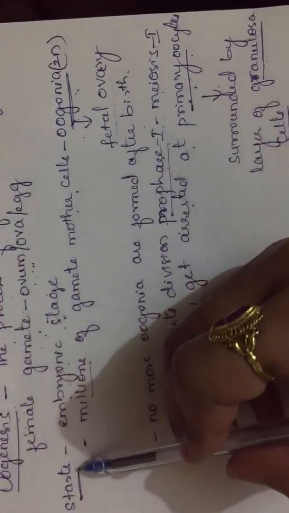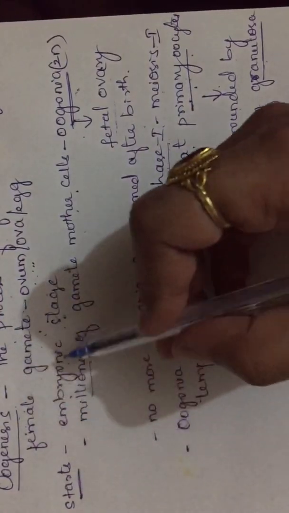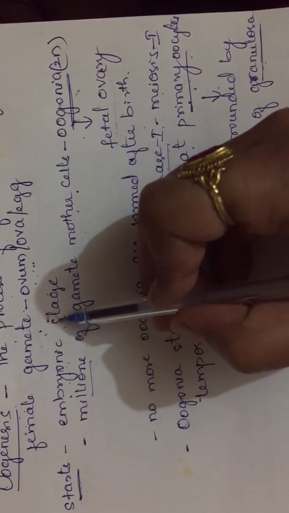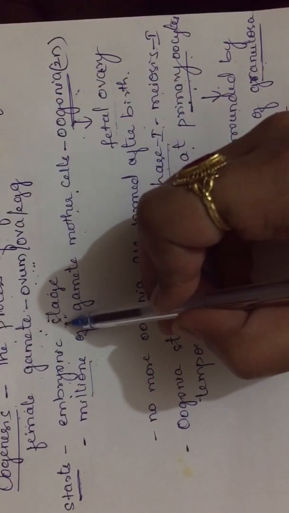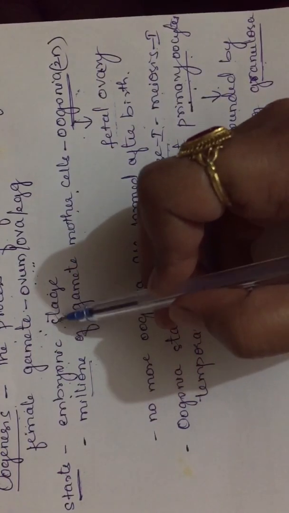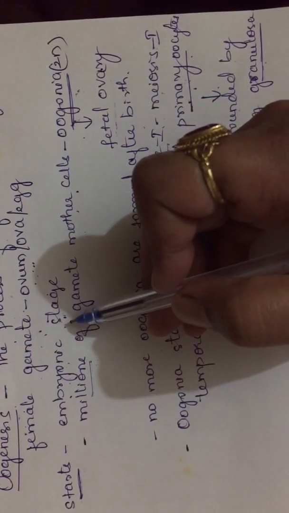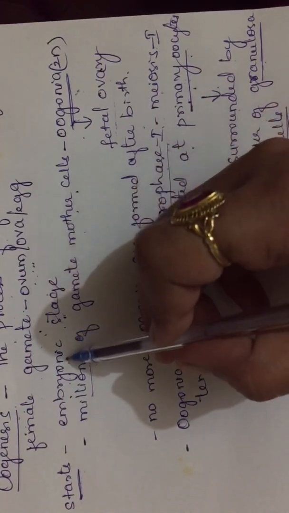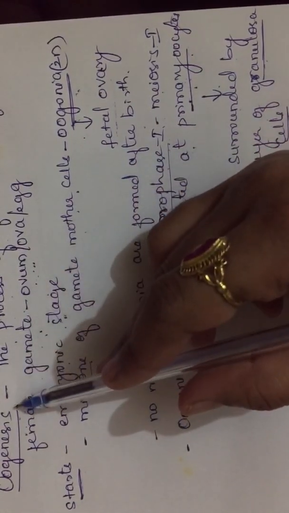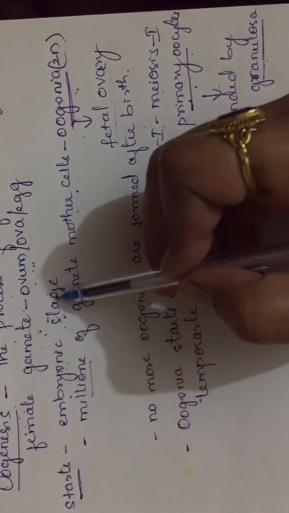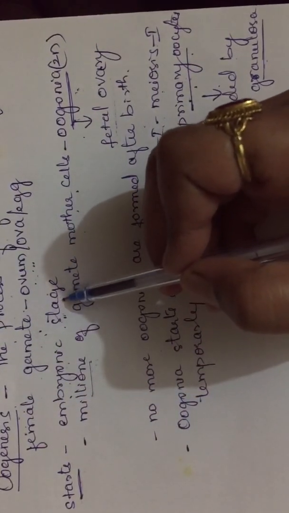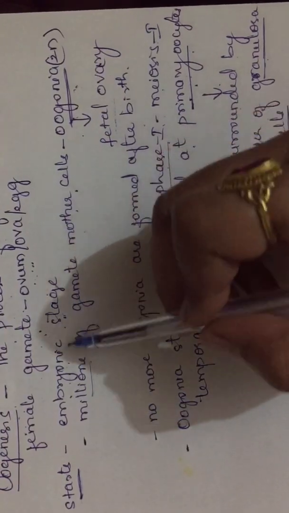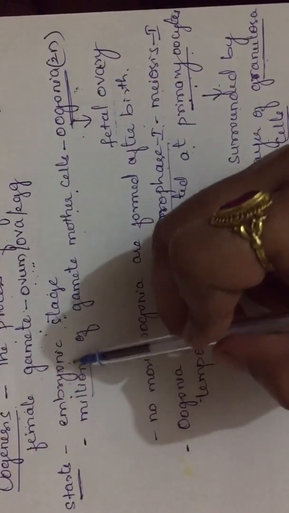In oogenesis, the process starts in the embryonic stage, when the female is in the form of an embryo. After fertilization, when an embryo has been formed and is going to develop into a female, in that embryonic stage itself oogenesis begins. We never said this in spermatogenesis, because spermatogenesis can take place throughout the life of the male, whereas in females oogenesis starts from the embryonic stage.